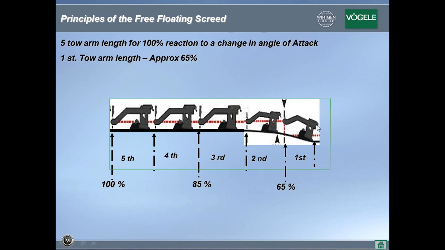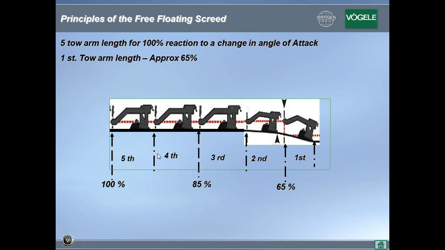So when you make a change, whether it's with the thickness control screws or the toe point, the time it takes is 3 to 5 times the length of the toe arm. By the first length, roughly 65% of the change occurs, and then by about the third length, 85%, and finally by about the fifth length, 100%.